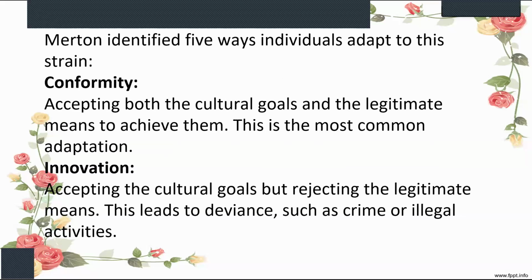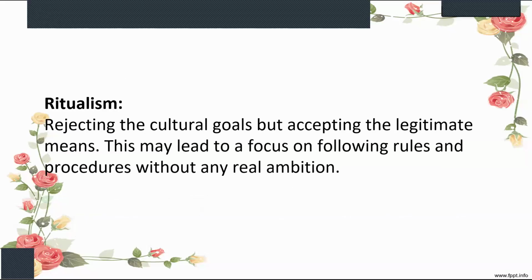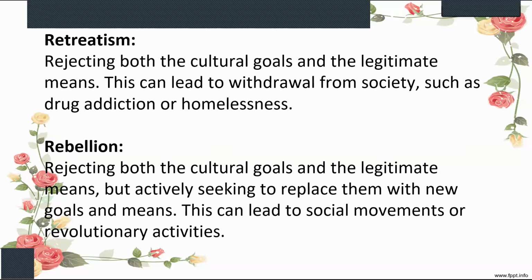Okay, the best is this. Conformity means social goals are accepted and persons use legitimate methods to achieve them. Innovation means social goals are accepted, but they use illegitimate means, the wrong methods, to achieve them. Ritualism means they reject social goals, cultural goals, but they follow legitimate rules. Here, see. Retreatism and rebellion.